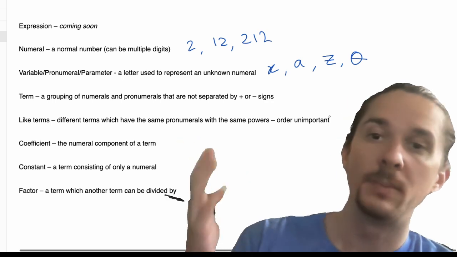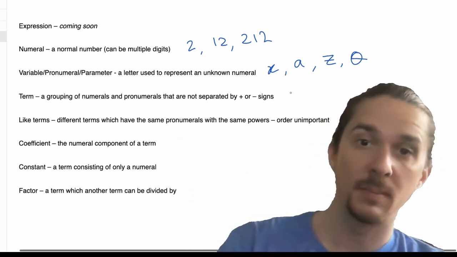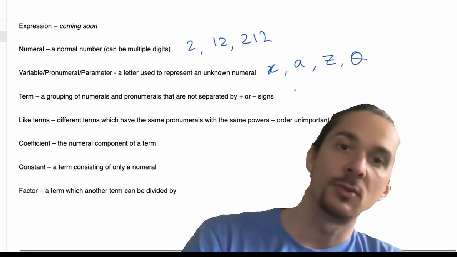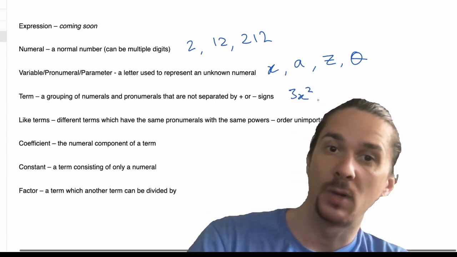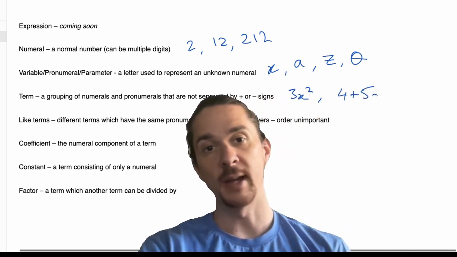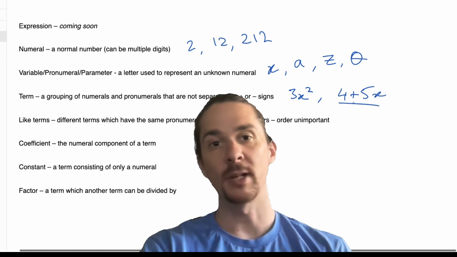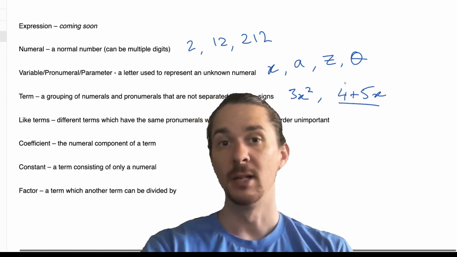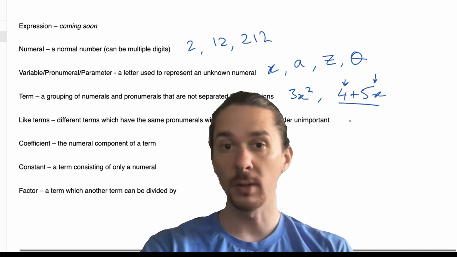What is a term? A term is a grouping of numerals and pronumerals that are not separated by plus or minus signs. So that could be like 3x squared, right? If we have 4 plus 5x, this is not a term because there's a separation here by a plus or a minus sign. So in fact, this is a term on its own, and this is a term on its own.